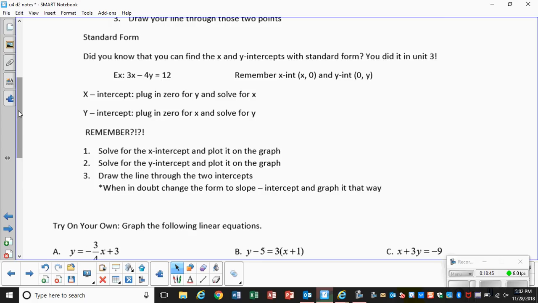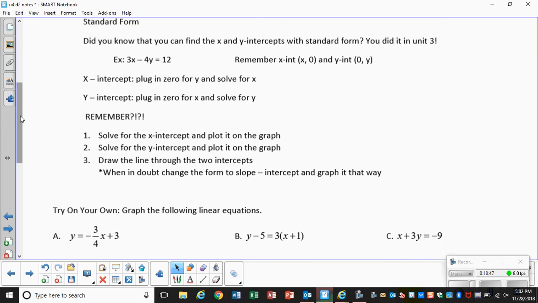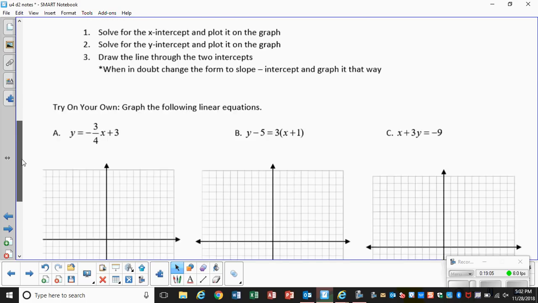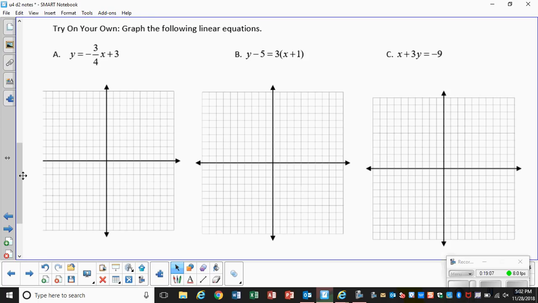So step 1, find the x-intercept and plot it on your graph. Step 2, find the y-intercept and plot it on your graph. You have 2 points in, you can draw your line. And if you're really worried about graphing standard form, you can always change the equation to slope-intercept and graph it that way.